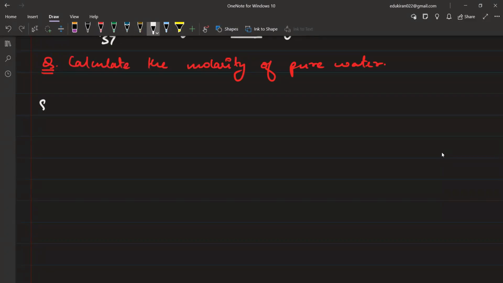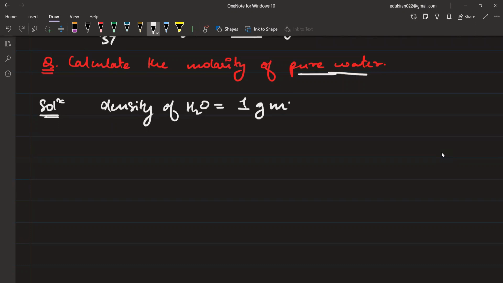So let me do this for you. They're asking what is the molarity of pure water. So pure water has a density. Density of pure water is 1 gram per ml.